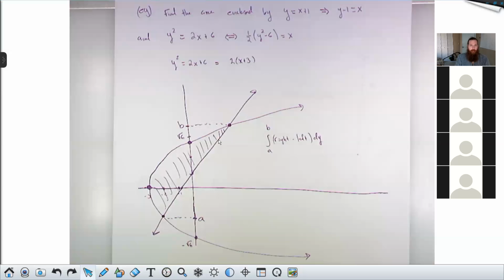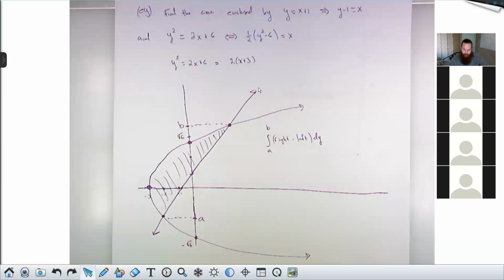And then I'll integrate the right minus the left. The right function is this one, so it'll be y minus 1. And the left is this guy, the parabola. Because everywhere in this region, the parabola is to the left of the line. So let's find those intersection points.